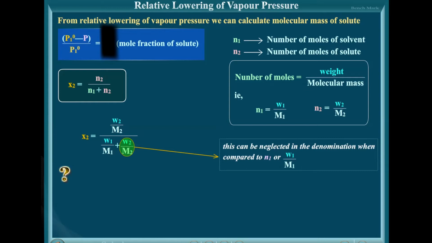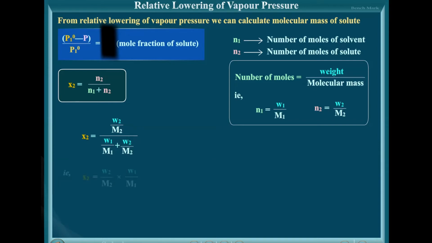Now, the solute is very less in concentration. It's a dilute solution. So, in the denominator part, the number of moles of the solute can be neglected or ignored. So, W2 by M2 in the denominator part can be neglected. So this becomes X2, that is, the mole fraction of the solute, is equal to (W2 by M2) into (M1 by W1).